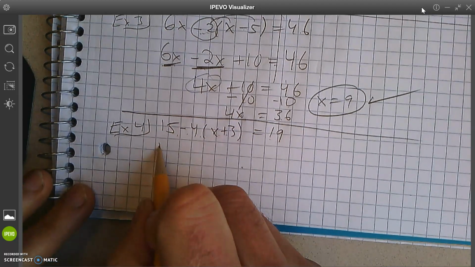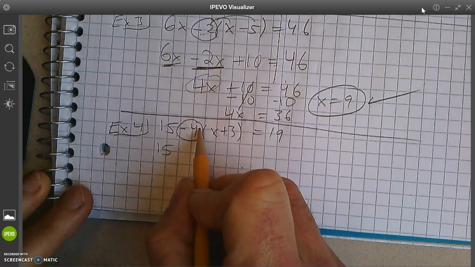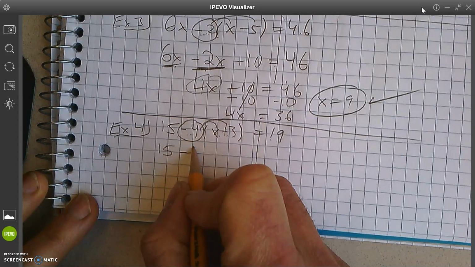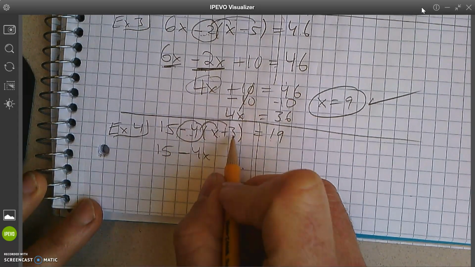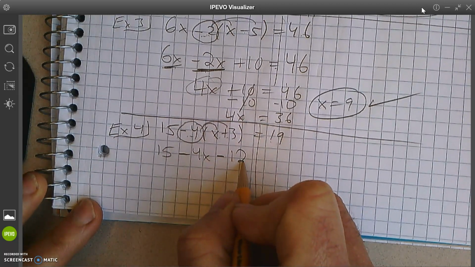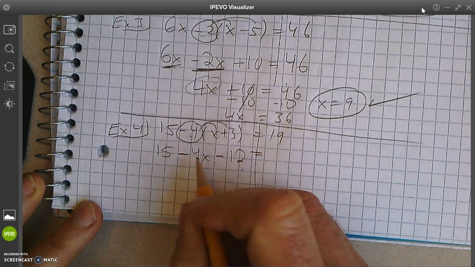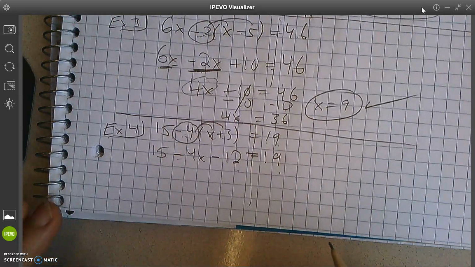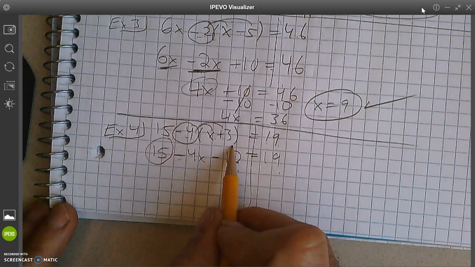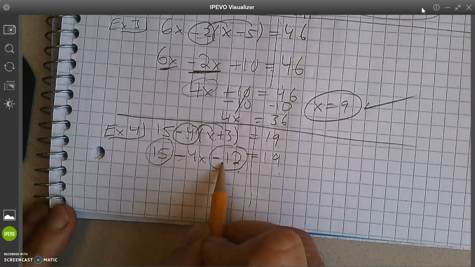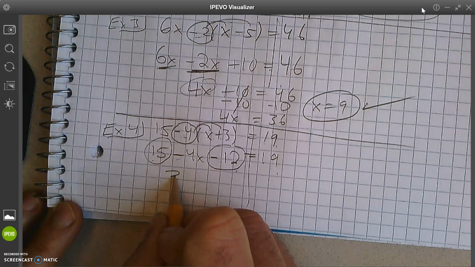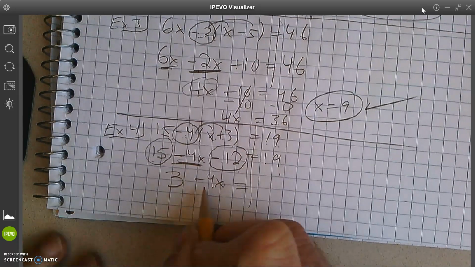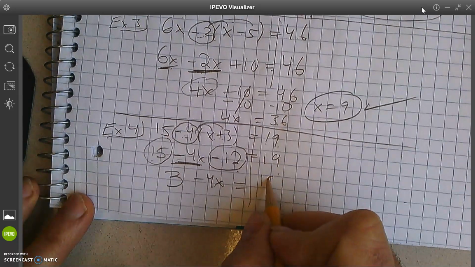All right, let's see. 15. Circle the -4. Distribute. -4 times x is -4x. -4 times 3 is -12. Make sure you got your positives and negatives right. Equals 19. Didn't do anything with that. Doesn't change. Just keep it the same. Now 15 minus 12 is 3. And then I got -4x or minus 4x. Negative and the minus, same thing, equals 19.